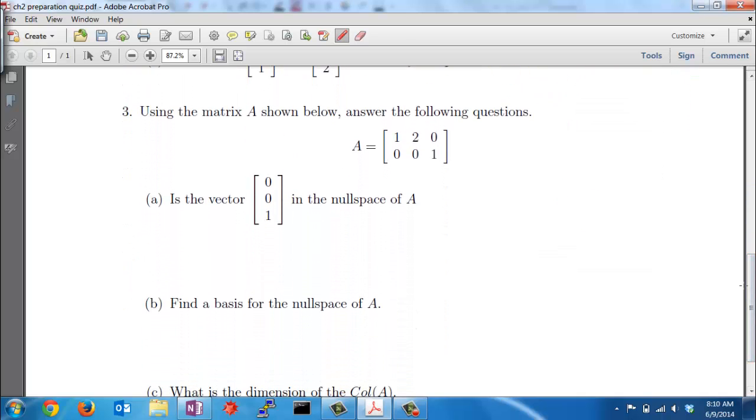All right, then we have this one. Is this vector in the null space? Well, the null space is the set of all x's such that Ax equals 0. So if this vector is in the null space, then A times this vector should get me 0. I'll look at that multiplication real quick. First one I would get 0 plus 0 plus 0, but the second one I would get 0 plus 0 plus 1. So therefore it's not in the null space. So no.